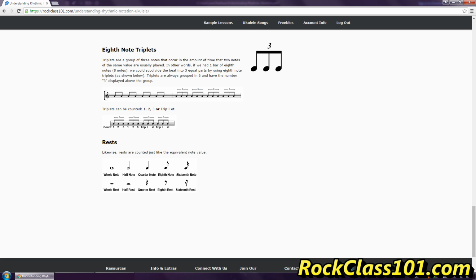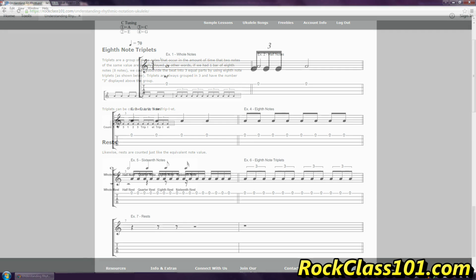So rests are really important too. If we look at this bottom part, we can see that rests are counted just like the equivalent note value. You have a whole note, you have a symbol for a whole rest, right? You have a half note, you have a symbol for a half rest. They equal the same amount of time, right? Like a quarter note is 1 beat, a quarter rest is also 1 beat of rest. So it's really important that you recognize both of those.